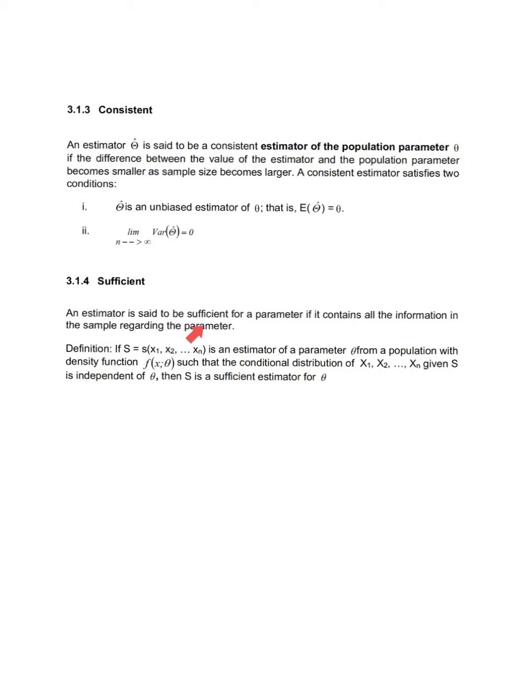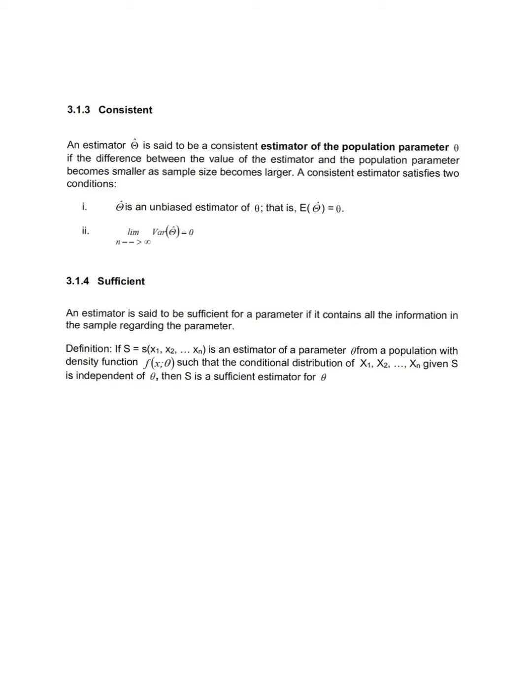An estimator is said to be sufficient for a parameter if it contains all the information in the sample regarding the parameter. Okay, so the definition is if S for x1, x2 up to xn is an estimator of parameter theta from a population with density function f(x, theta), such that the conditional distribution of x1, x2 and up to xn given S is independent of theta, then S is a sufficient estimator of theta.